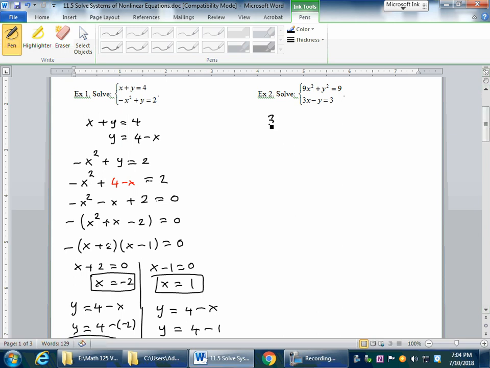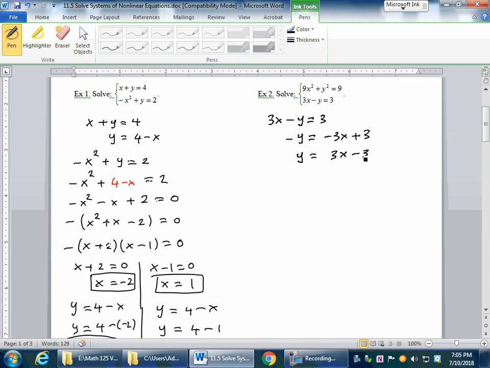So I will pick 3x minus y equal to 3. And definitely I want to solve for y because I don't want to have any fractions. We talked about that back in chapter 4. So subtracting 3 on both sides, that's what I got. And then finally divide everything by negative 1, which is going to become y equals 3x minus 3.